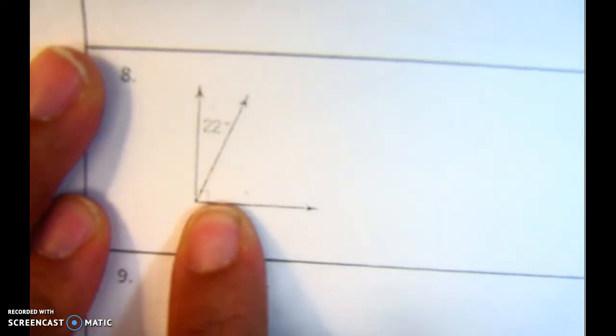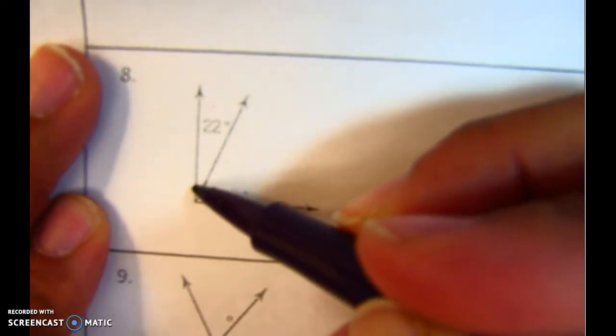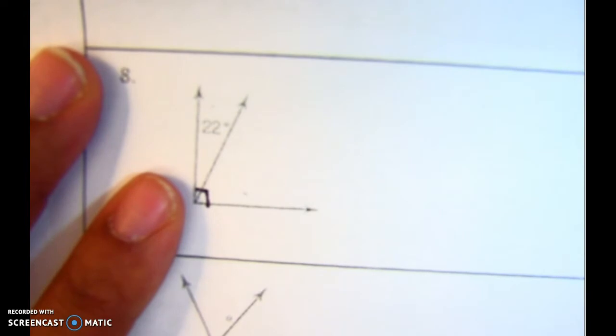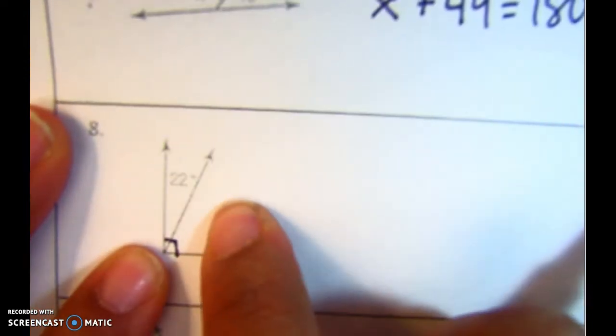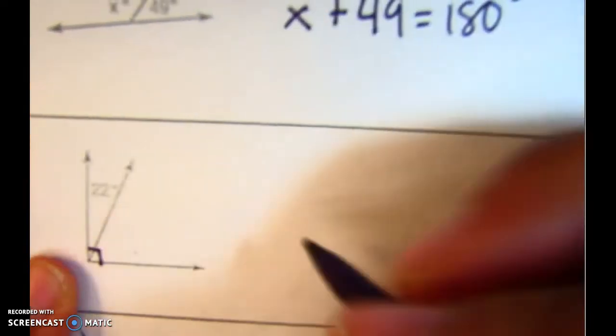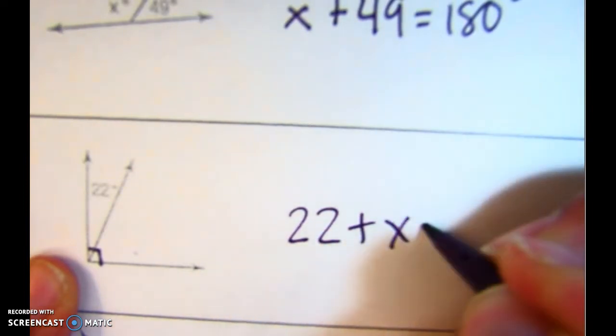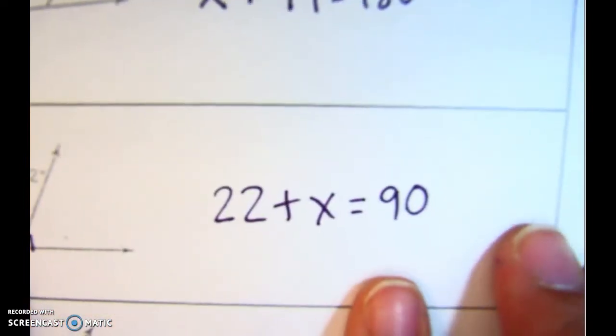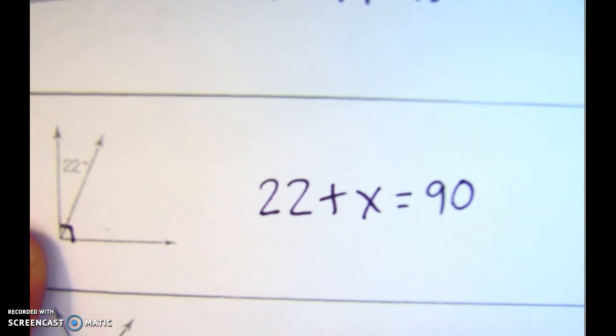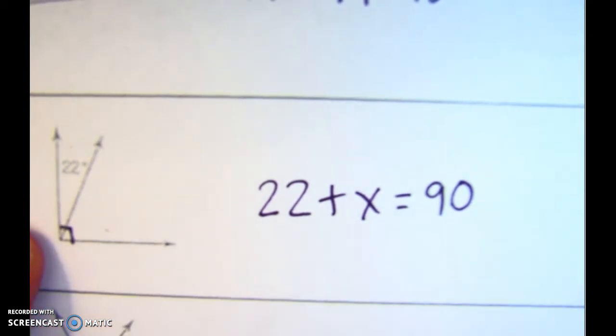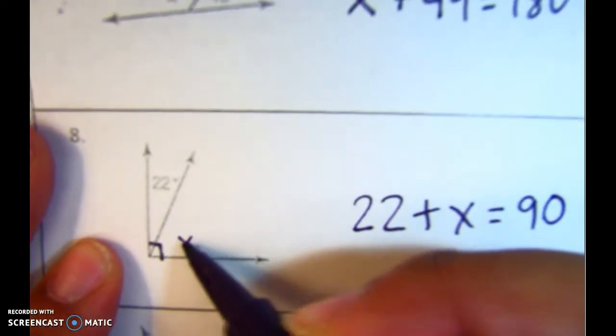On this one, I have to understand this relationship. Remember, this box tells you that it's 90 degrees. So whatever this is plus the 22 should equal 90. By solving that one-step equation, you'll be able to find what that is. I don't think there's actually an x there.